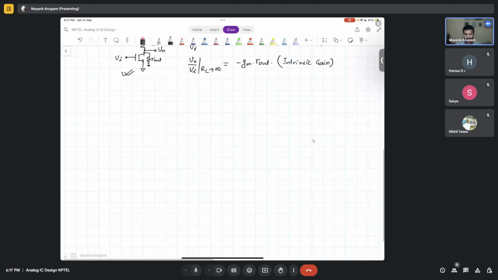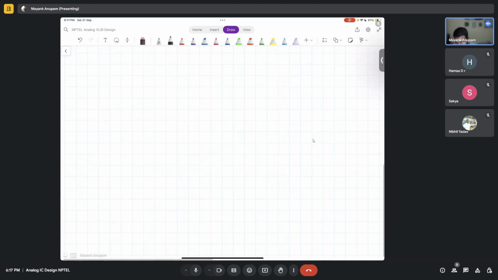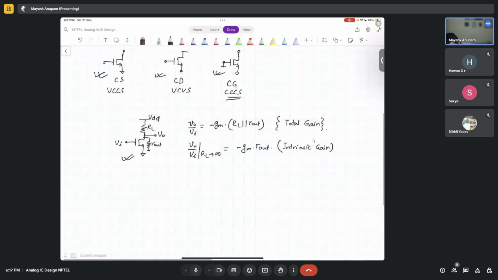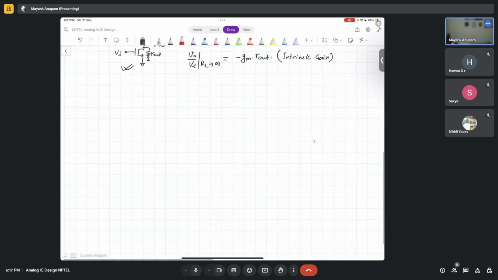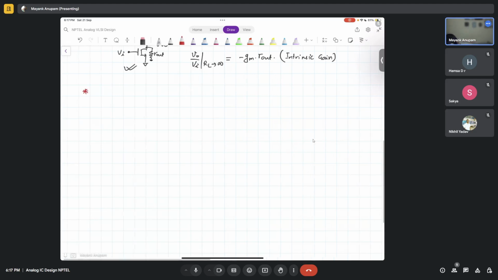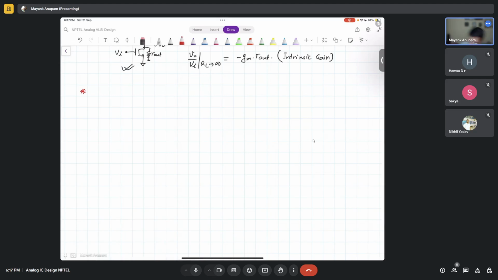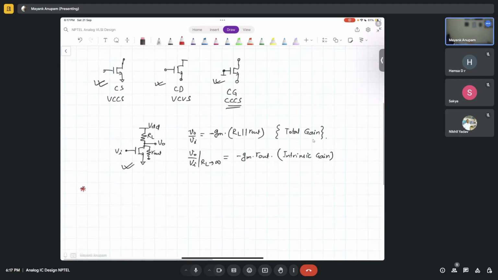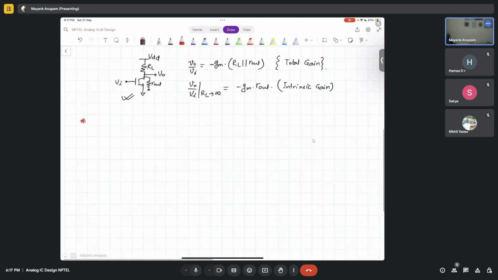Now let's briefly discuss something about cascode current mirrors. I want to discuss something about cascode current mirrors, then I will go on to the problem. I will simply discuss the problem that is already there in the assignment, because I think that is enough to make my point. And if you do it diligently, you will be able to understand everything.